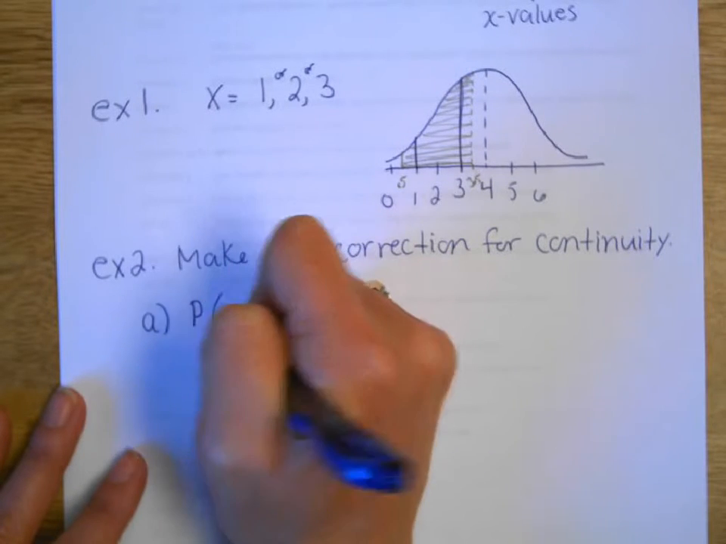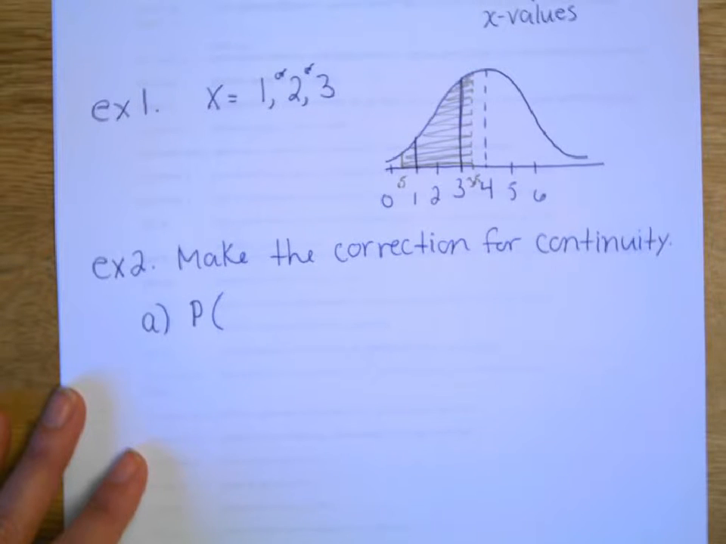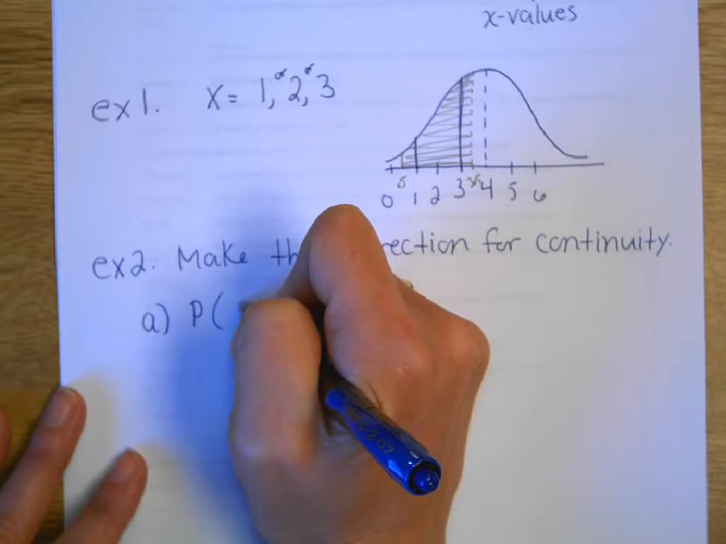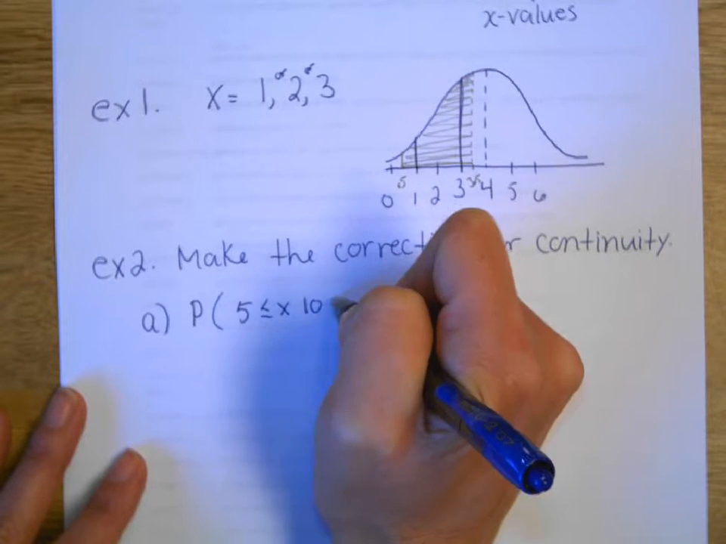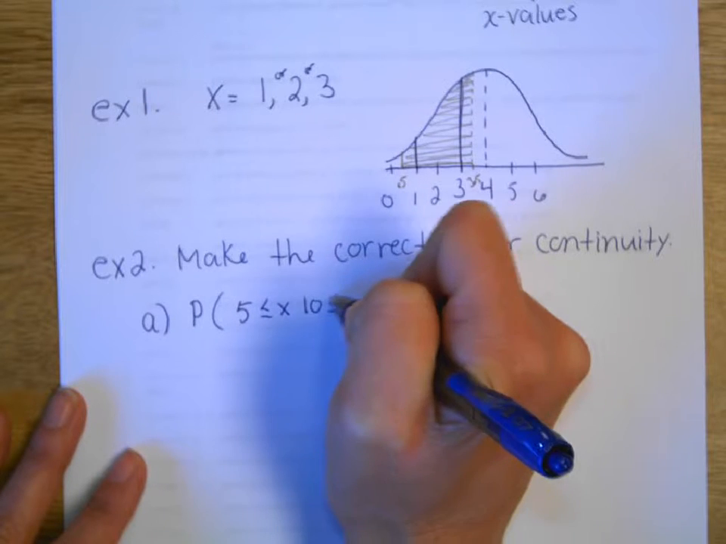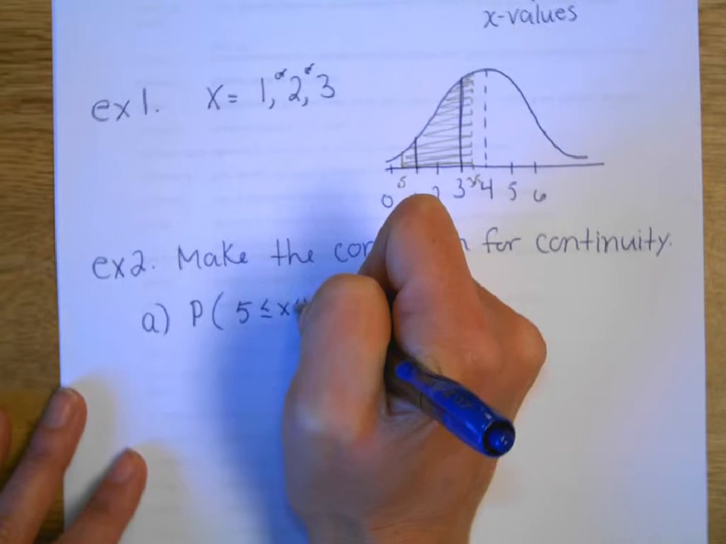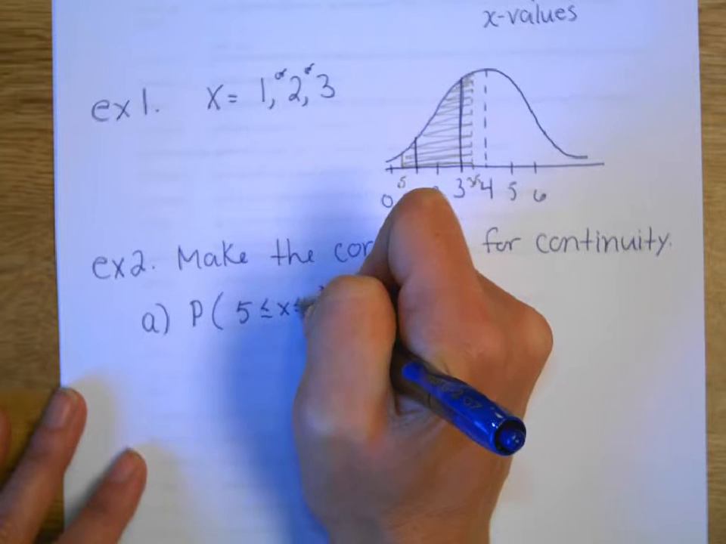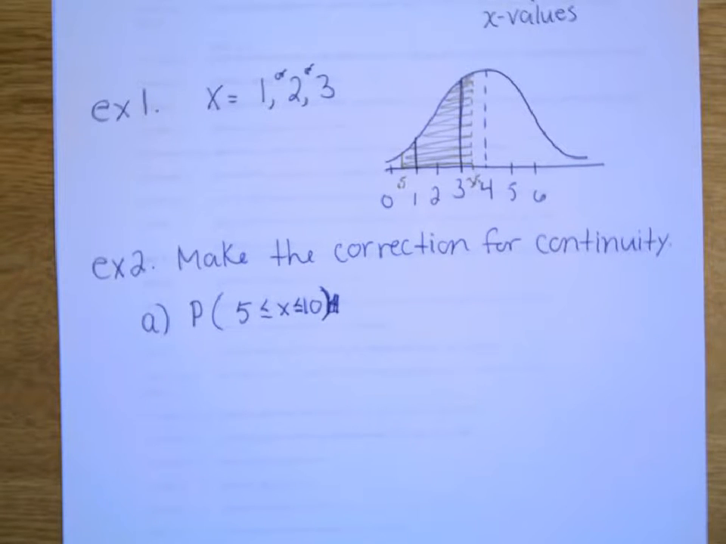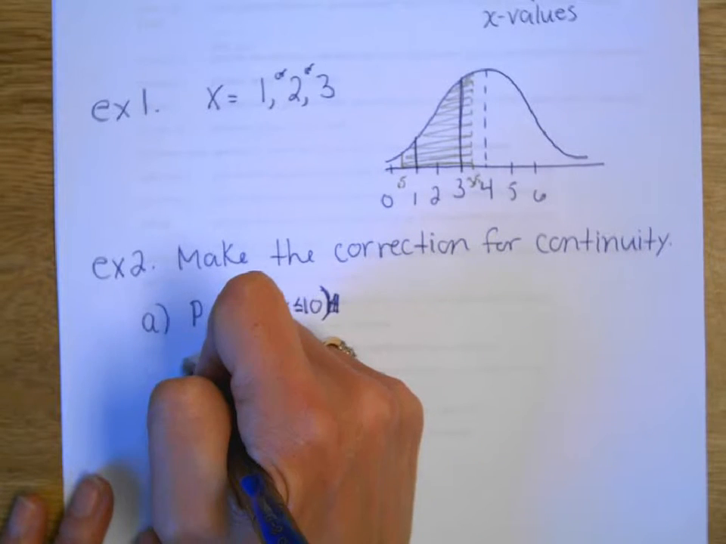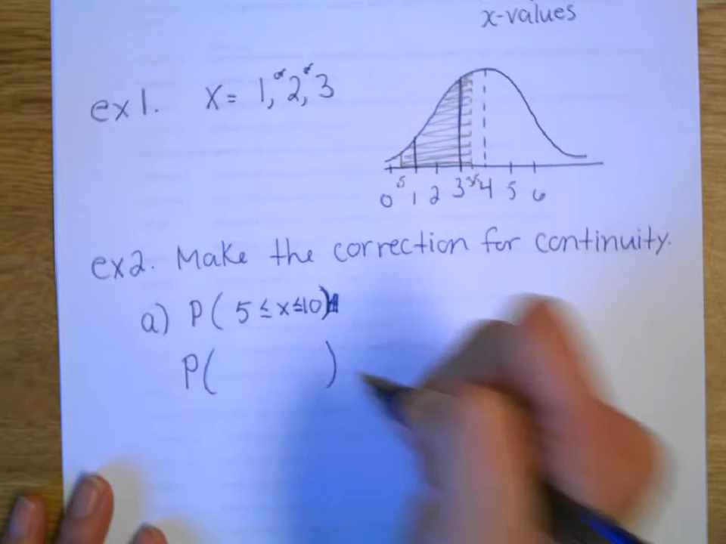If the probability question said, find the probability that we have between 5 and 10 successes. Oops, I put that in the wrong spot. Don't worry, Mr. Schwartz, don't worry about it. All right, between 5 and 10 successes. We're going to make the correction for continuity. So this time you are going to see an answer. So both numbers have to get corrected.